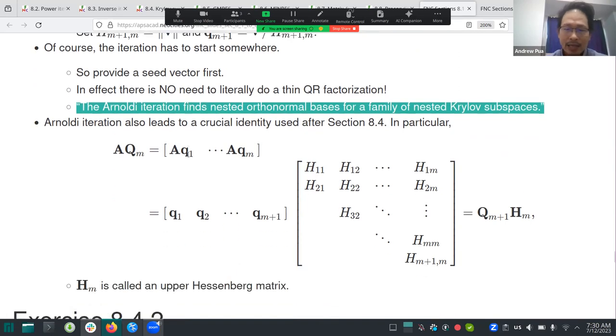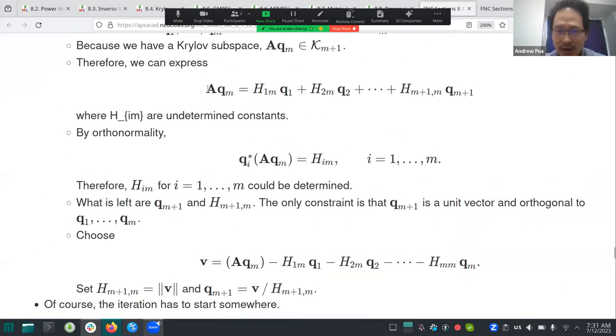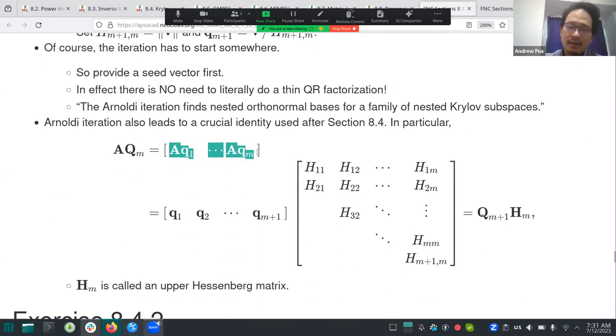And there's also something magical about the Arnoldi iteration: you have a crucial identity that is exploited many times in the remaining sections, which is A times Q sub M. If you write down A Q sub M, paying attention to the structure here, A Q sub M could be written as a linear combination of Q sub 1 up to Q sub M plus 1. Then you could represent this matrix in terms of not just Q1 up to QM, but Q1 up to Q(M+1), along with all of these H's. With some algebraic work, you'll be able to show that A Q sub M is equal to Q sub M plus 1 times H sub M, which is quite cool.